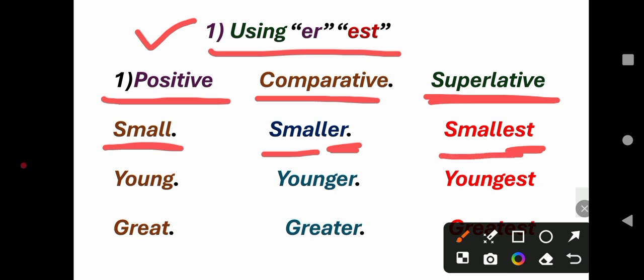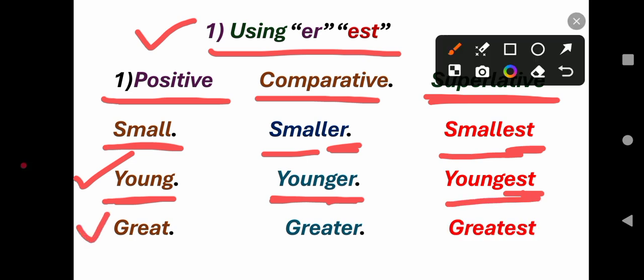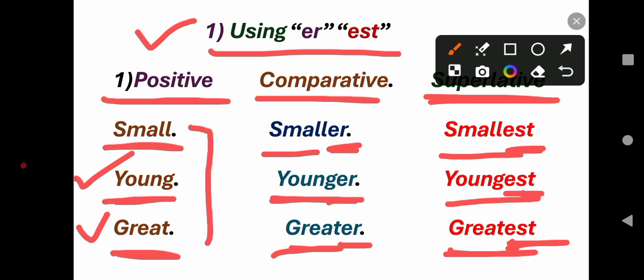to form smallest. The second one is young, that has only one syllable, by adding ER in the comparative to form younger and by adding EST in the superlative to form youngest. The last one is great, that has only one syllable, by adding ER in the comparative to form greater and by adding EST in the superlative to form greatest. Small, young, great have only one syllable; by adding ER to form smaller, younger and greater, and in the positive degree small, young, great, by adding EST to form smallest, youngest and greatest.